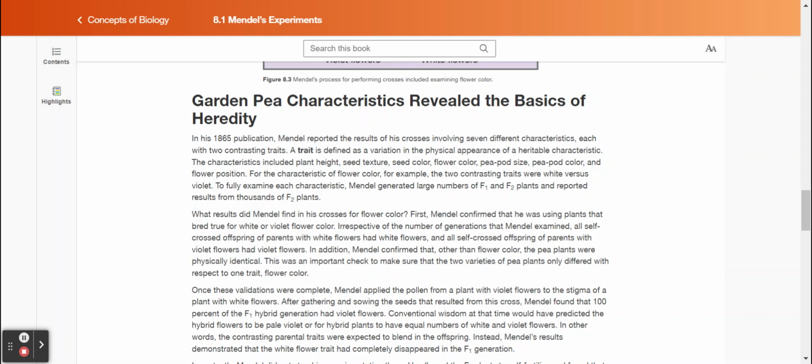First, Mendel confirmed that he was using plants that bred true for white or violet flower color. Irrespective of the number of generations that Mendel examined, all self-crossed offspring of parents with white flowers had white flowers, and all self-crossed offspring of parents with violet flowers had violet flowers. In addition, Mendel confirmed that, other than for flower color, the pea plants were physically identical. This was an important check to make sure that the 2 varieties of pea plants only differed with respect to one trait, flower color.